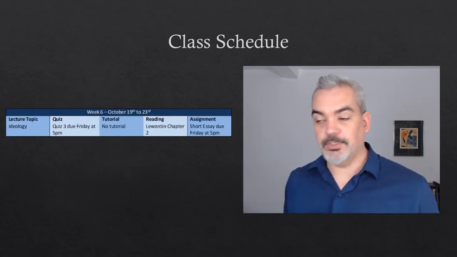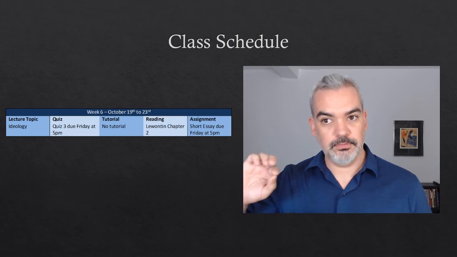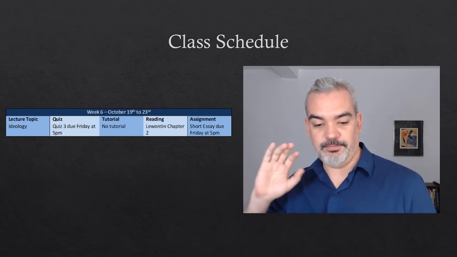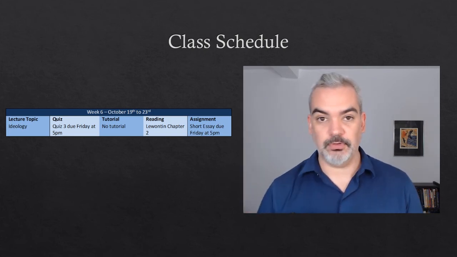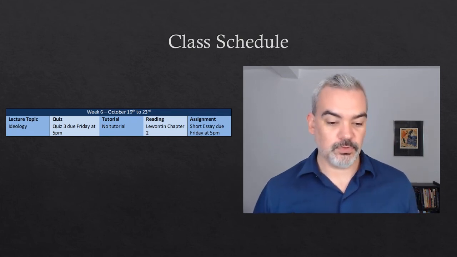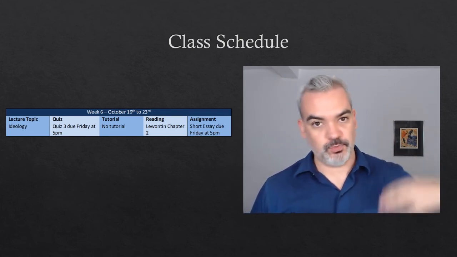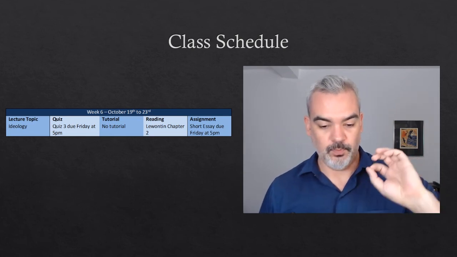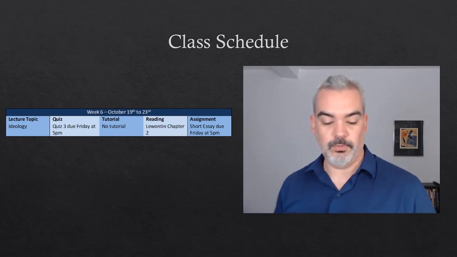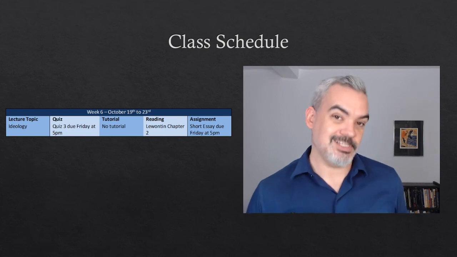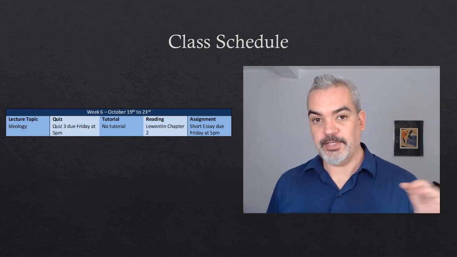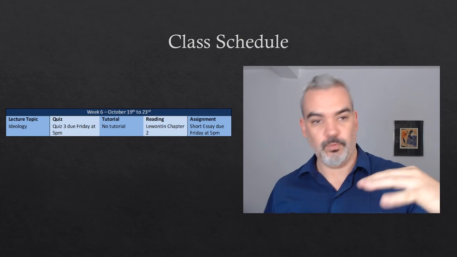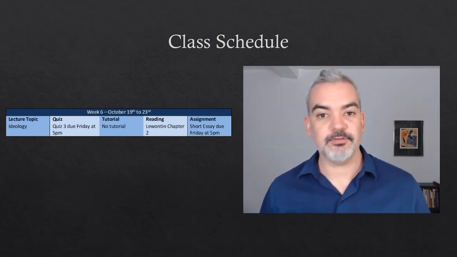Okay, and do check out in the syllabus, I've got a class schedule. So here's a sample week from the class schedule. There's the lecture topic, just what I'll be on about. There'll be whether there is a quiz or not, whether there's a tutorial or not, what the reading is, and whether there's an assignment due. So that's your guide to each week: what is it that you have to keep track of? What is it that you have to remember?